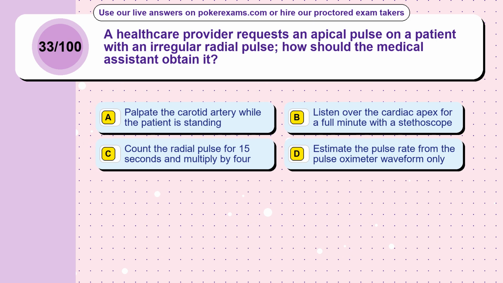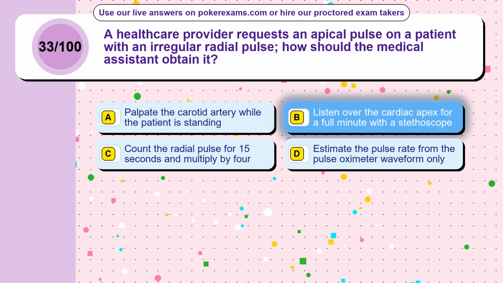Question 33. A healthcare provider requests an apical pulse on a patient with an irregular radial pulse. How should the medical assistant obtain it? Option A. Palpate the carotid artery while the patient is standing. Option B. Listen over the cardiac apex for a full minute with a stethoscope. Option C. Count the radial pulse for 15 seconds and multiply by 4. Option D. Estimate the pulse rate from the pulse oximeter waveform only. The correct answer is option B.